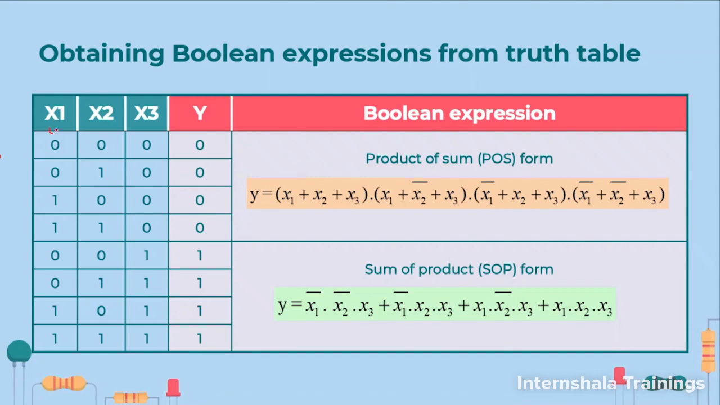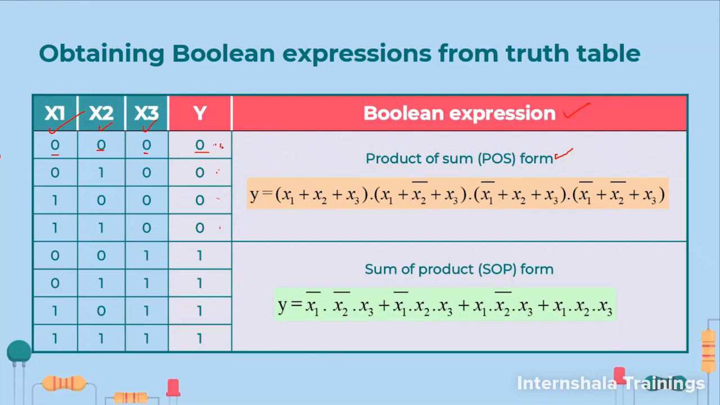So here I have three inputs, x1, x2 and x3. When I am talking about the 0 cases, we call this the product of sum form of the Boolean expression. We are going to take the value of the input variable, and if it is 0, then we will take the variable as it is, and if it is 1, then we will complement the variable.